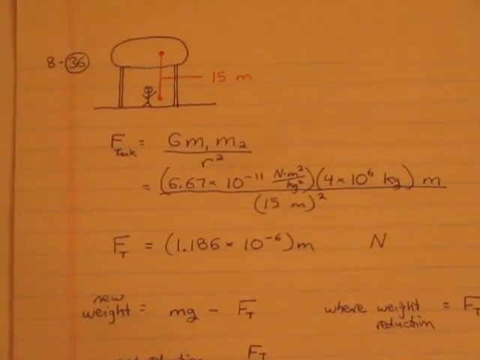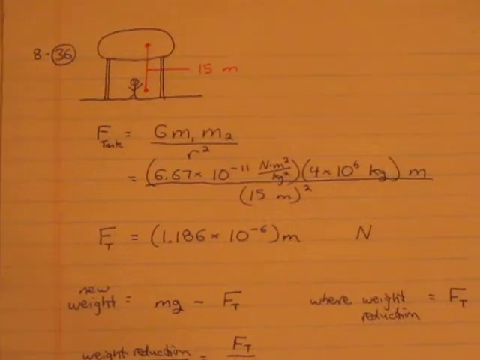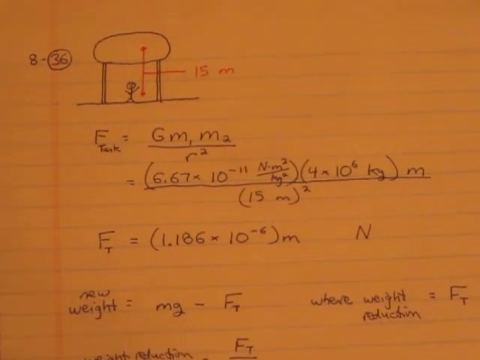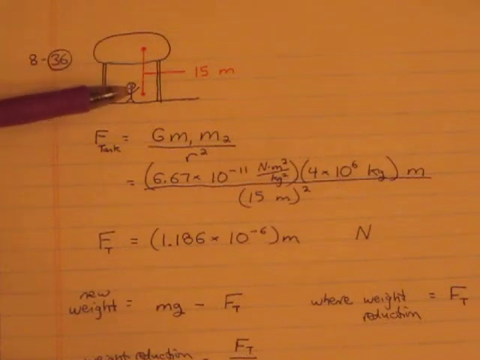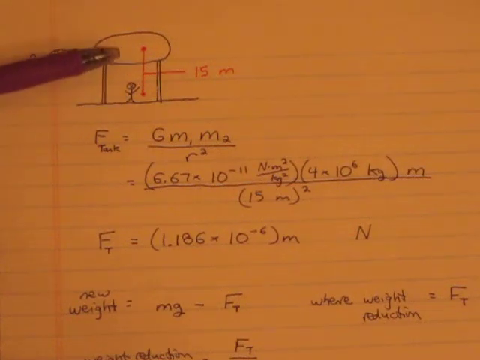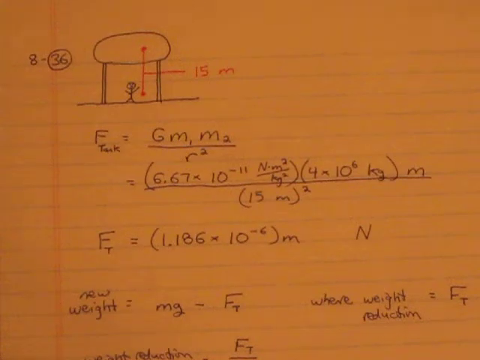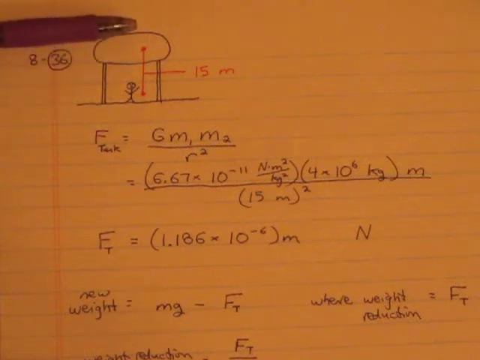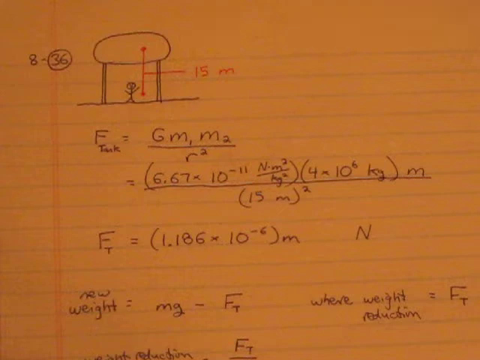Number 36. A water tower over you. How much does it decrease your weight? Specifically, it asks by what fraction is your weight reduced due to the water's gravitational attraction. Here's a diagram. I have a distance of 15 meters between, let's just have it as the center, 15 meters directly below the center of a spherical water tank. So 15 meters between its center and your center.